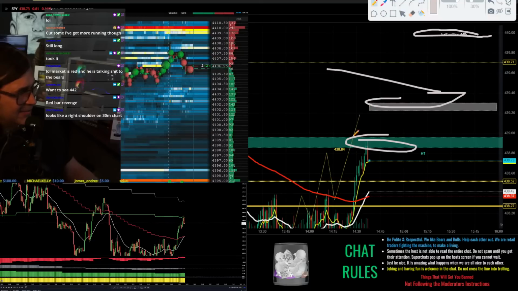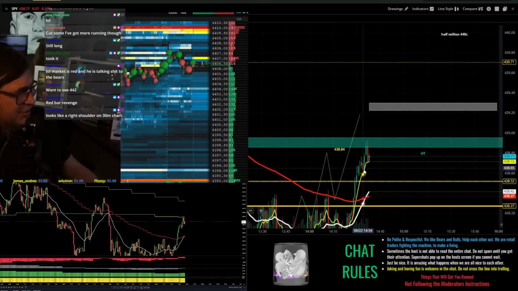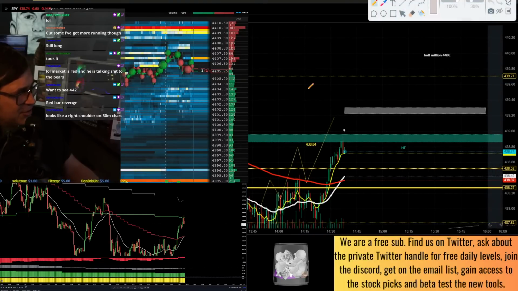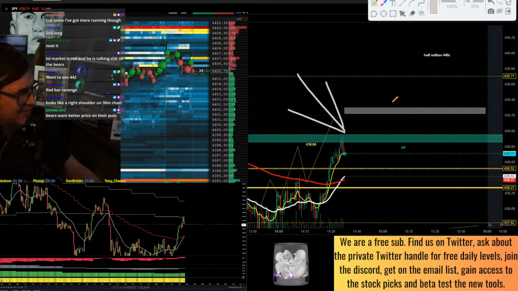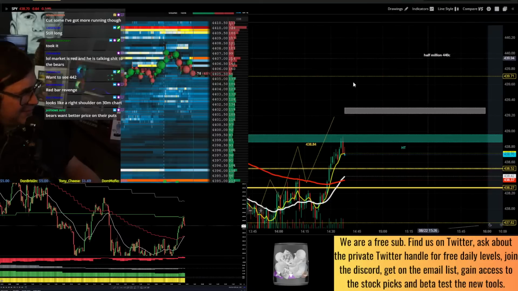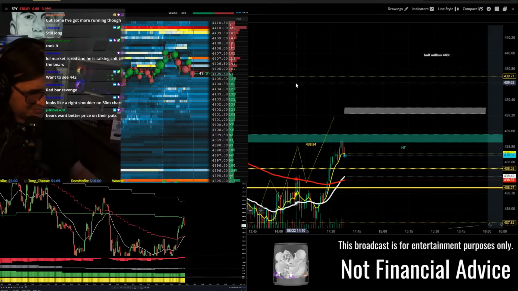I'm going to sell right here. It's sell up here. So if you're looking for a place, you're just now starting to enter the place to put your doom trade on for Wednesday, Thursday, and Friday, somewhere up in here. So if you're that doom person, there you go. Bears want a better price on their puts? I don't think so.